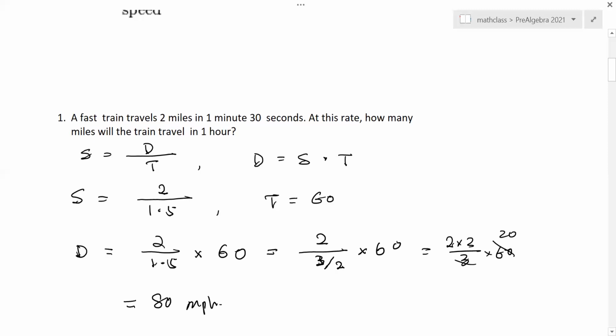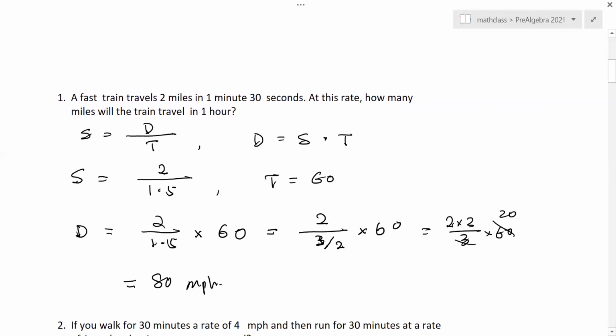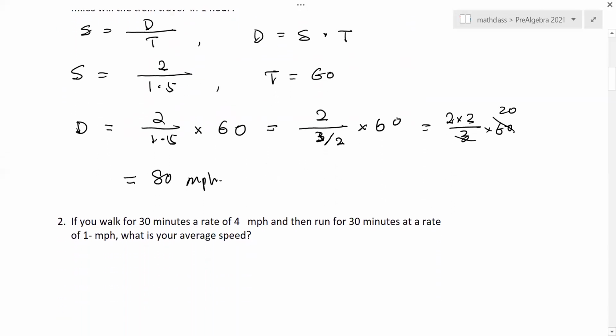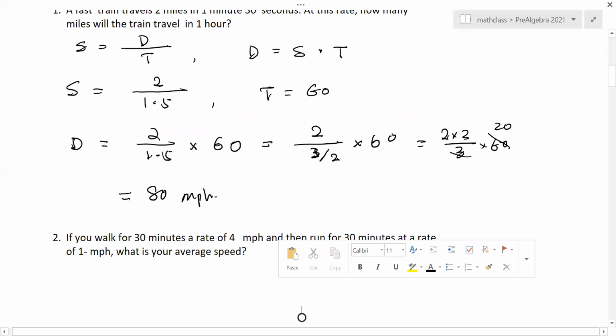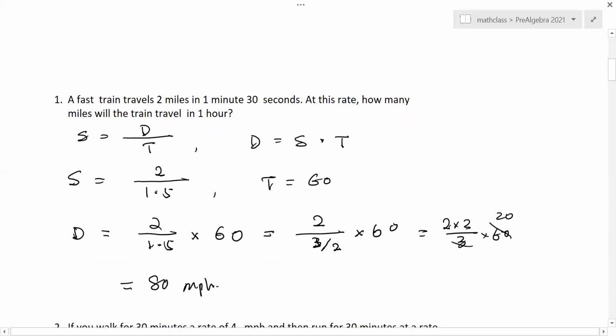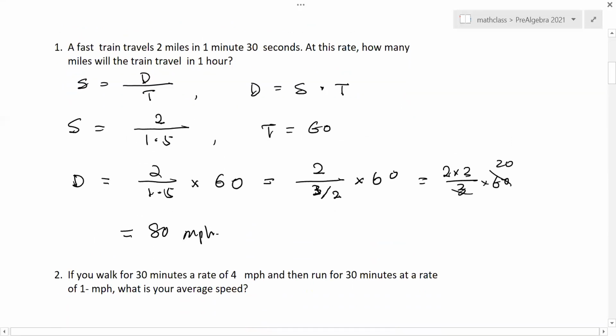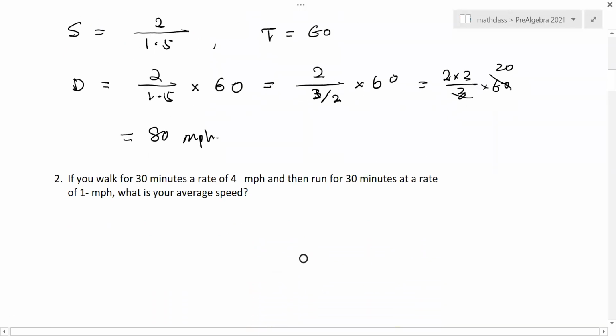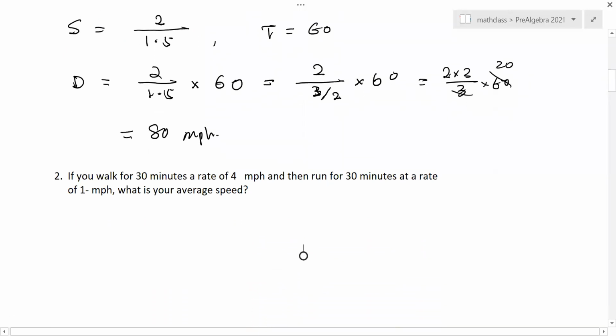So then let's take a look at the second problem. The first problem is the easy problem, but make sure you use the same units. You don't need to convert the speed to miles per hour, miles per minute is enough, because otherwise you have to convert the 1 hour to minutes. So let's take a look at the second one.